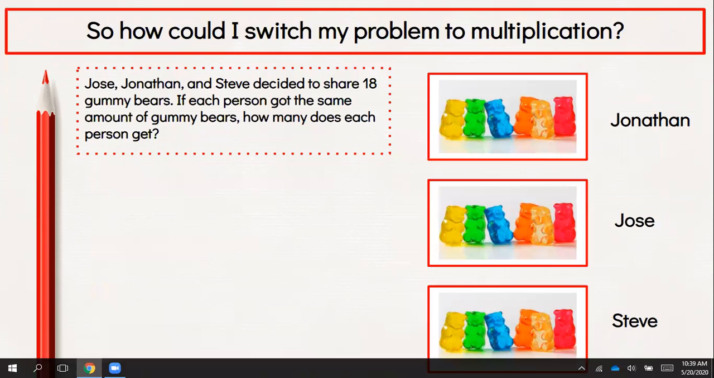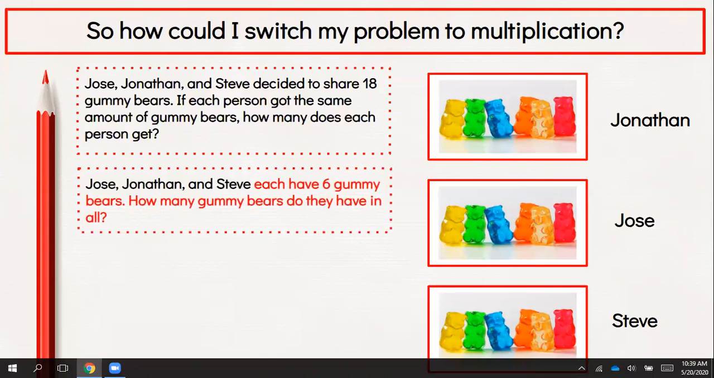Now let's talk about how we could switch our problem to multiplication. So if you get a division problem like this, and then you want to check your work or relate it to multiplication, you can just change the problem. So the way we can change this problem into multiplication is you could say that Jose, Jonathan, and Steve each have 6 gummy bears. How many gummy bears do they have in all?